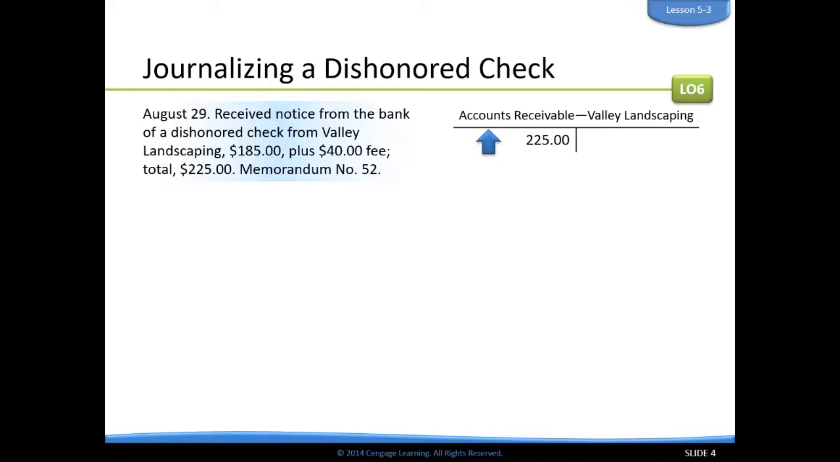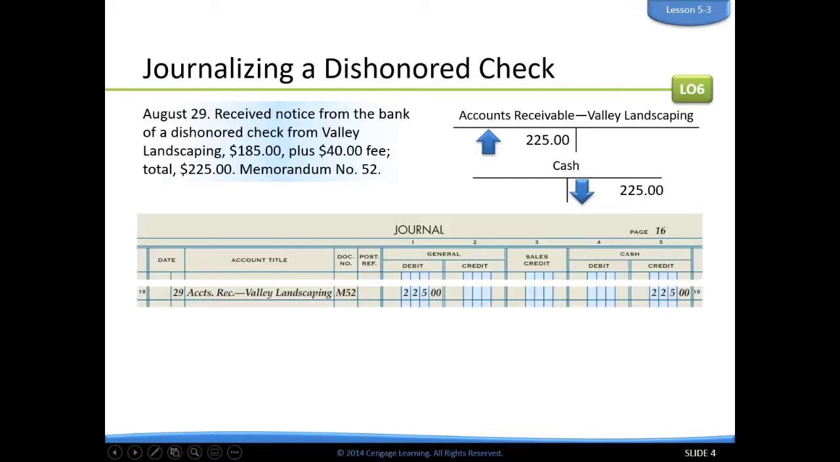What we're going to do is go back to our customer and say, you owe us the $185 and you owe us the $40 fee. So we're going to add that back to their accounts receivable, what they owe us. And that's where this journalizing is coming in. Originally they only owed us $185, now they owe us $225 because of that fee, and then we would record it like this.